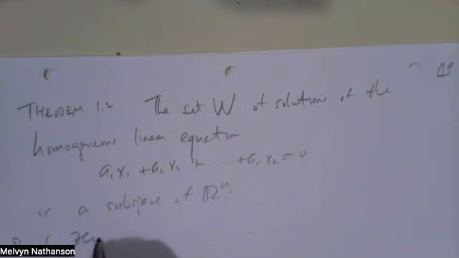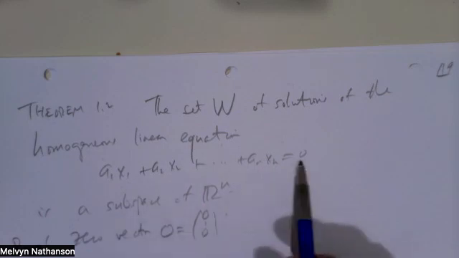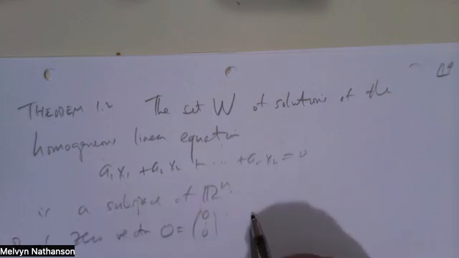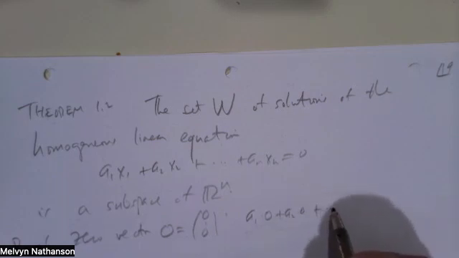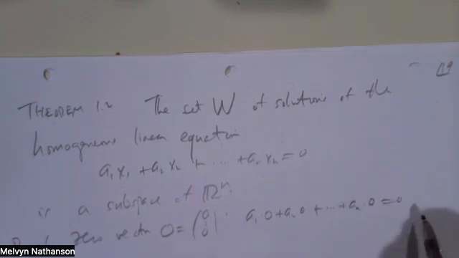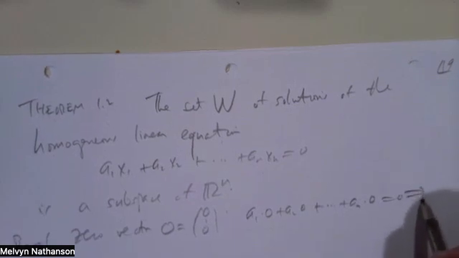Consider the 0 vector. If I let all the coordinates be 0, or the x's be 0, I get a1 times 0 plus a2 times 0 plus an times 0 is certainly 0. So the 0 vector is in the solution space.